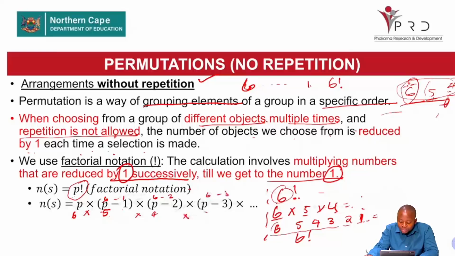We use a factorial notation. When do we apply factorial notation? Only if the number of ways goes down to what? To 1. If it doesn't go to 1, if it doesn't say 5, 4, 3, 2, 1, then it is not a factorial.